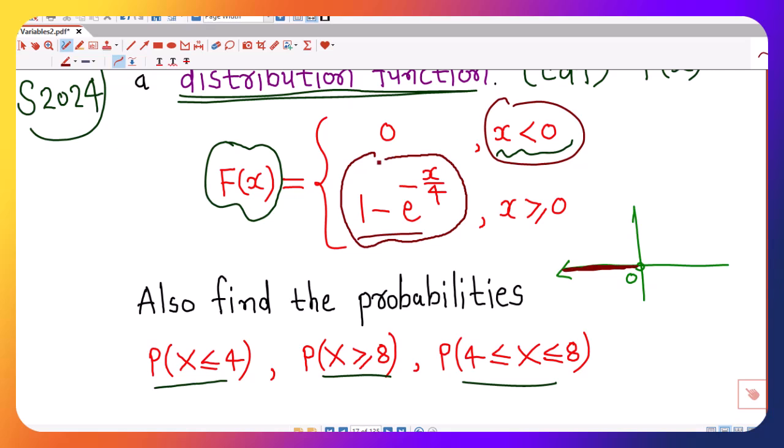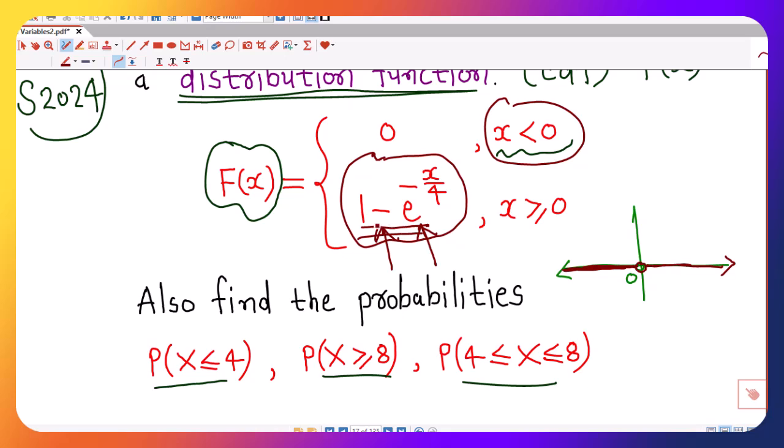Similarly, if x is greater than or equal to 0, that is on this side, we have this function, and this function is clearly continuous because the exponential function is always continuous, 1 is always continuous, and the difference of two continuous functions is also continuous. So if x is greater than or equal to 0, then this function is also continuous. So all we have to check is at x equal to 0.